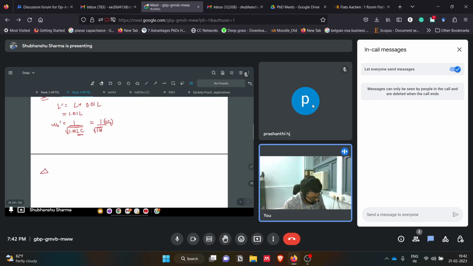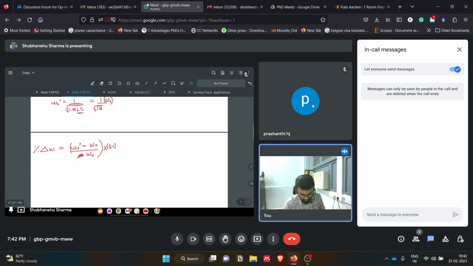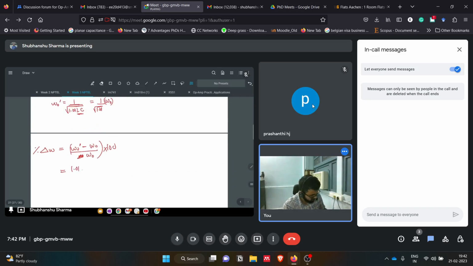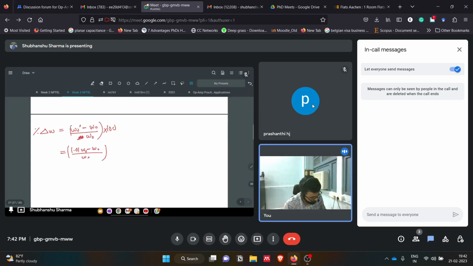So the percentage change in omega will be given by omega naught prime minus omega naught, divided by omega naught, into 100. So what will this be? This will be 1.01 omega naught minus omega naught, by omega naught. So this will be 0.01, which will finally become 0.5 percentage change.